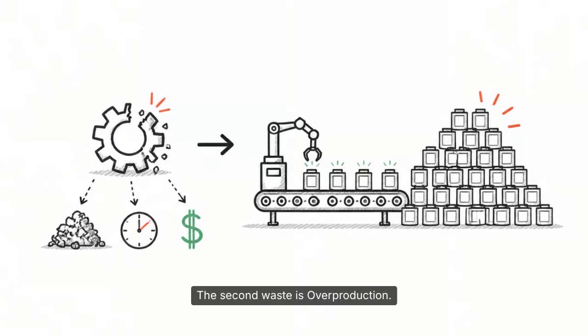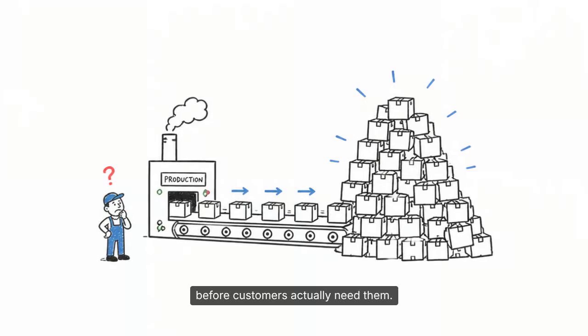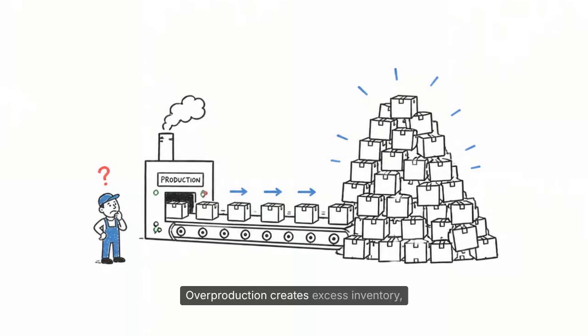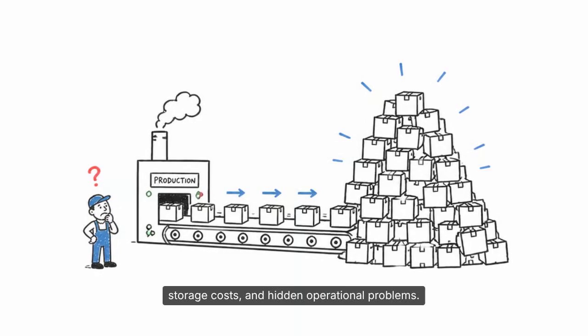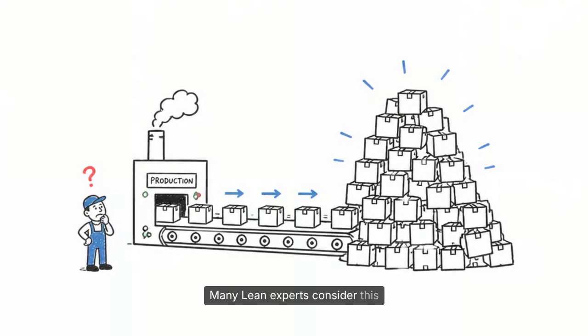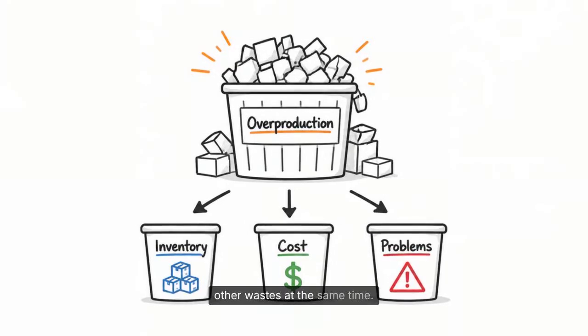The second waste is overproduction. This means producing products before customers actually need them. Overproduction creates excess inventory, storage costs, and hidden operational problems. Many lean experts consider this the worst waste because it creates several other wastes at the same time.